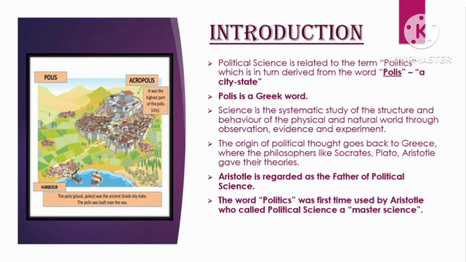When we trace the origin of political science, we trace the origin of political thought to ancient Greek times, where philosophers like the sophists, Socrates, Plato, and Aristotle gave their theories. Aristotle is regarded as the father of political science, and he was the first person who used the term politics by naming his book with the same title, Politics, and he called political science a master science.